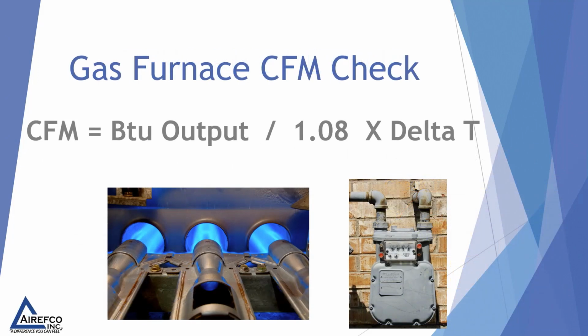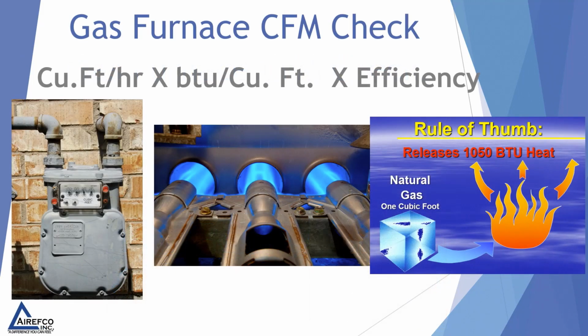Then we can check the CFM on a gas furnace by using this equation. And in this equation, we need to know the BTU output of the furnace that we're checking. In order to get the BTU output, we need to know the cubic feet per hour that the furnace is burning. And we also need to know the BTU content of a cubic foot of gas. To get the cubic feet per hour, we need to clock the gas meter. We have a video on our website that shows you how to clock the gas meter if you don't know how to do that.